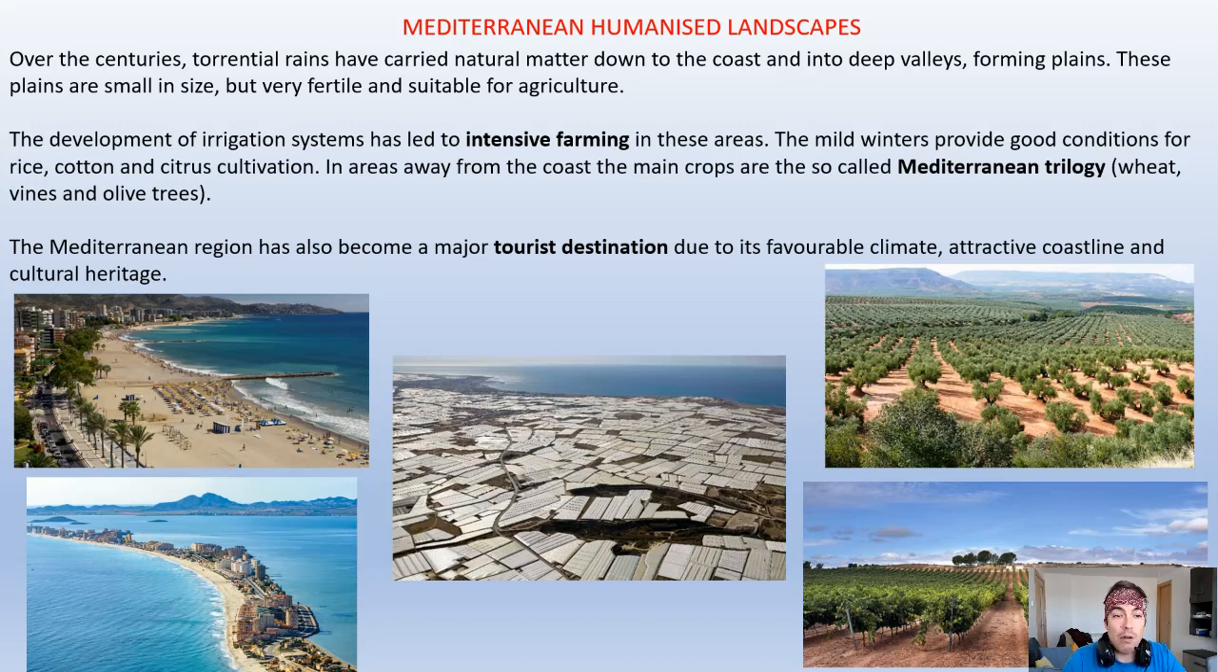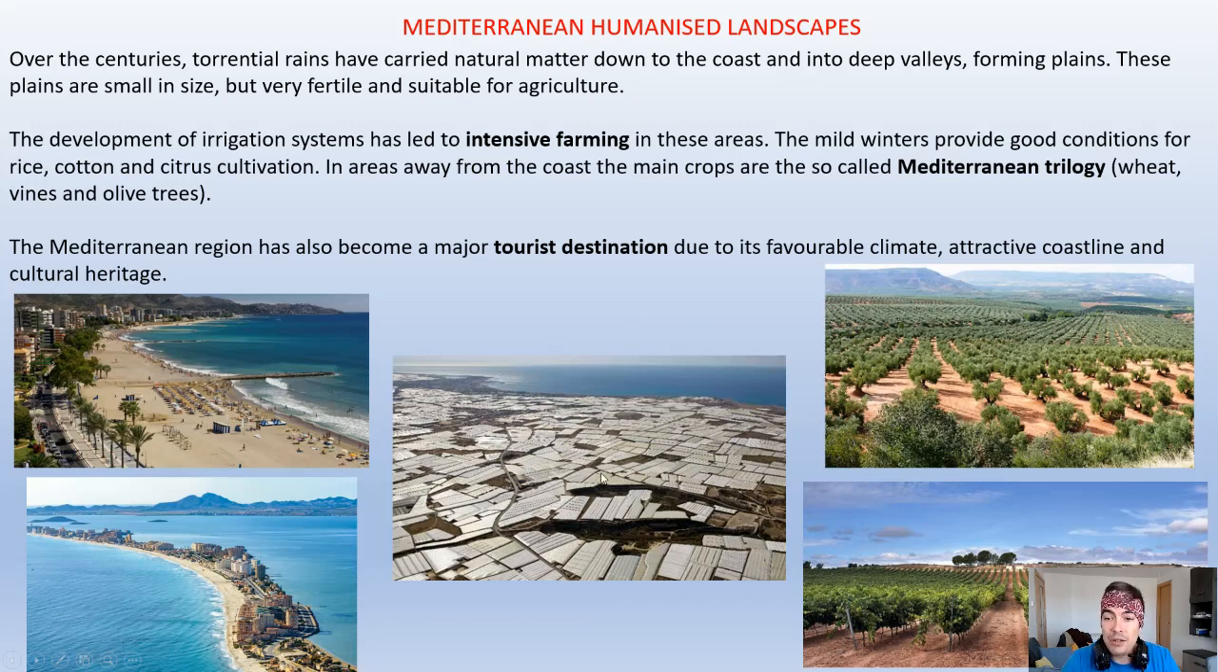Then we have to take a look at the Mediterranean humanized landscape. We have to know that over the centuries, torrential rains have carried natural matter down to the coast and into deep valleys, forming plains. Okay, these plains are small in size, but they are very fertile, so they are very suitable, adecuadas, for agriculture. And the development of irrigation systems has led to intensive farming in this area. Here you have a good example.